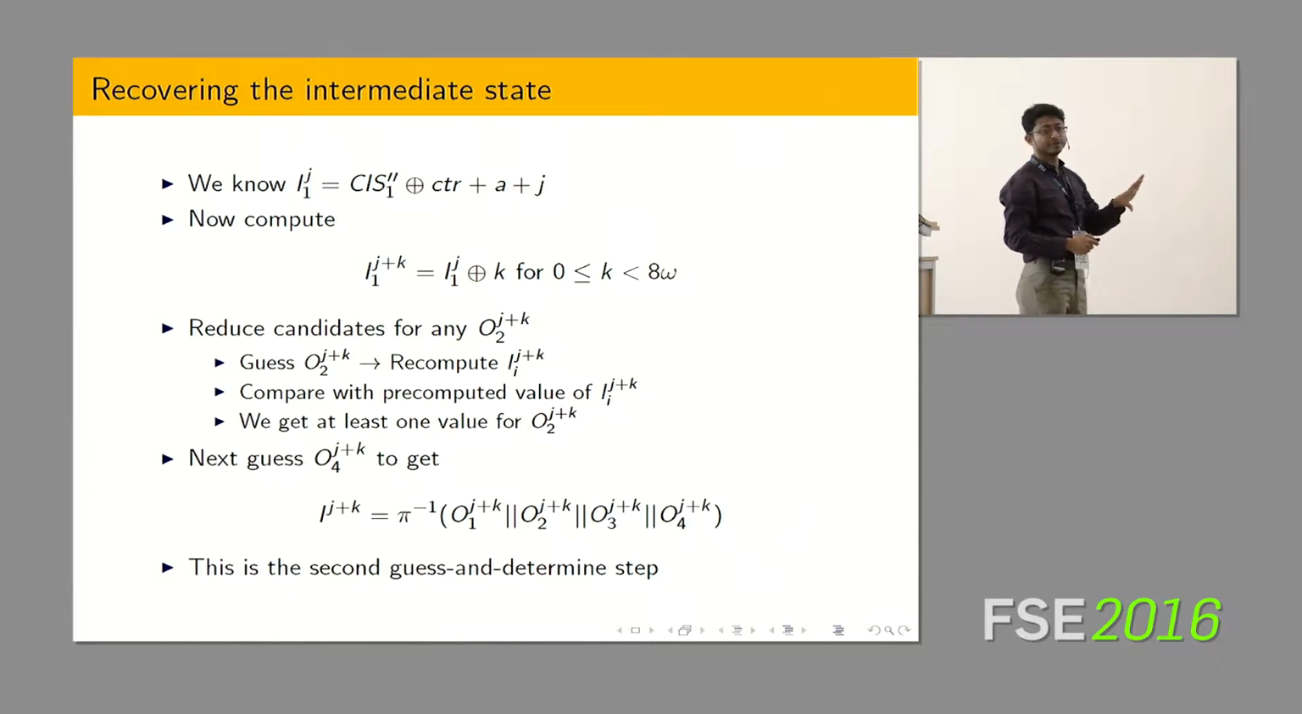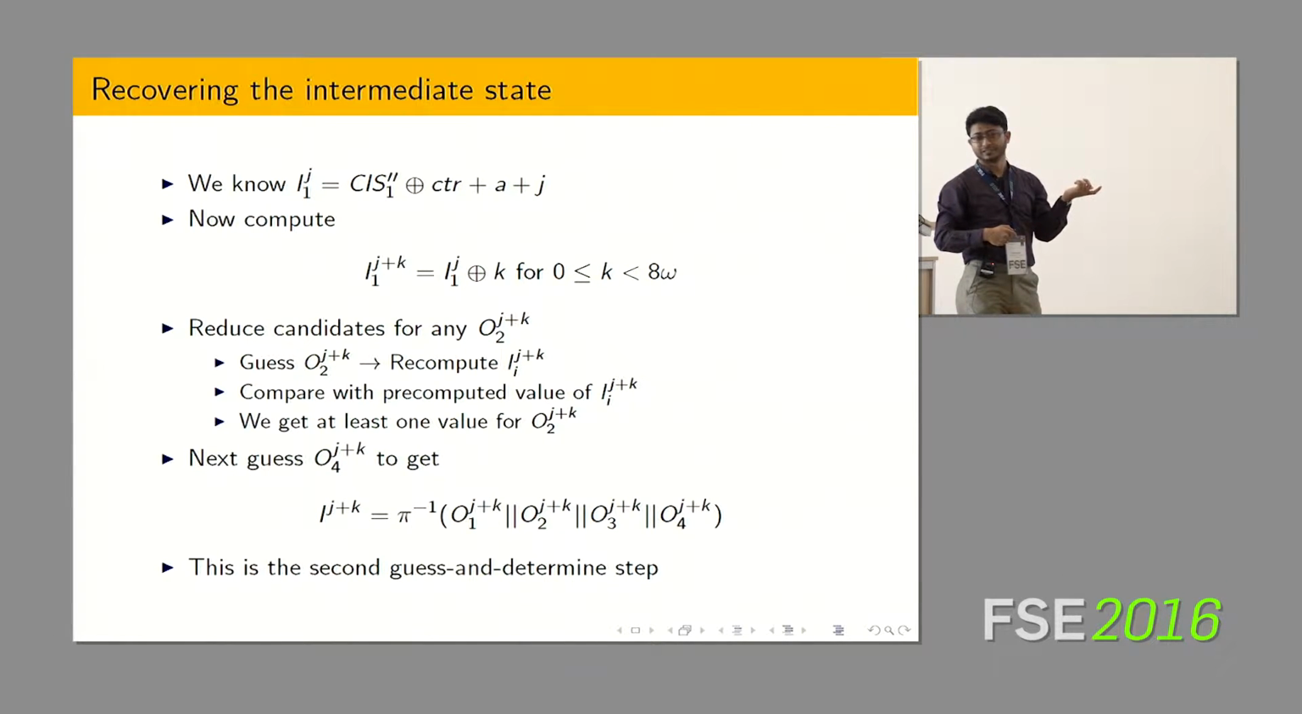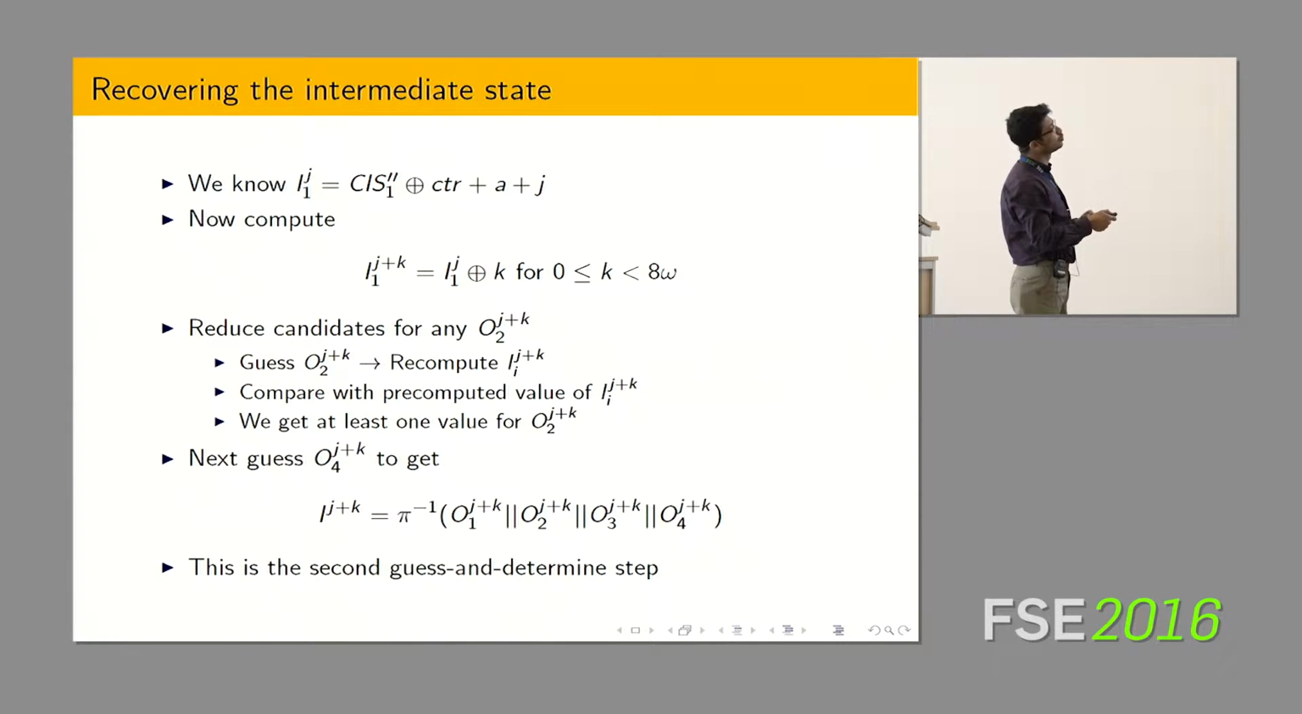So what we do now is that once we have recovered an input chunk, since we know that the value of the counter, the least significant bits, are 0 because of our restriction on j, we can just recompute any value of ijk plus k by just XORing the value of k with it. So this helps us to finally reduce the number of guesses for O2 that we did in the first phase.